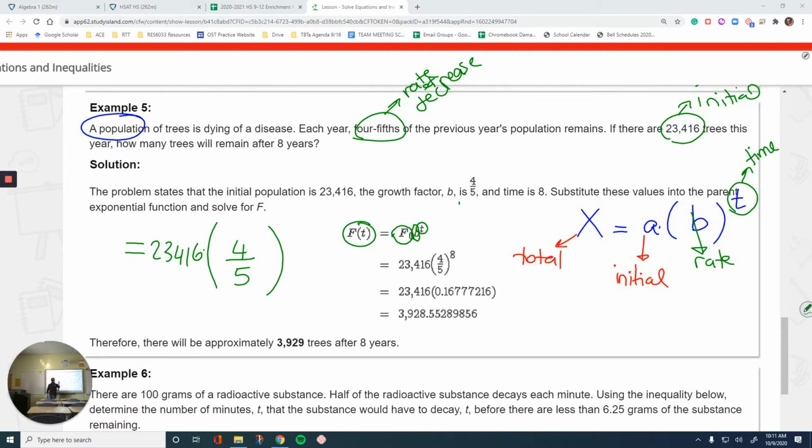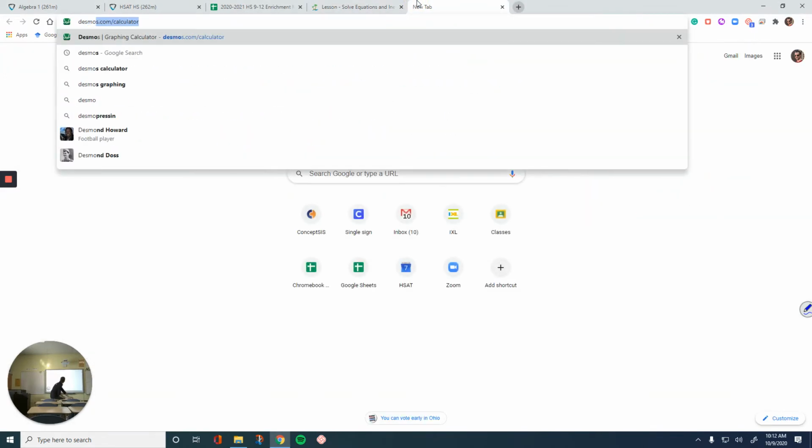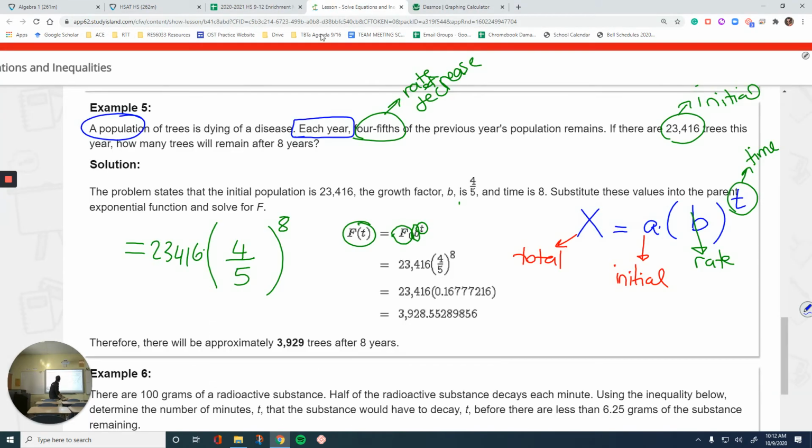So if it is 8 years, there we go. Because it says each year, that means my unit is the number of years. I know that I'm dealing with the number of years, and it says how many trees there are going to be left after 8 years. So this one here, you cannot calculate without a calculator, so I'll use my favorite calculator that is going to be available to you during the state test.